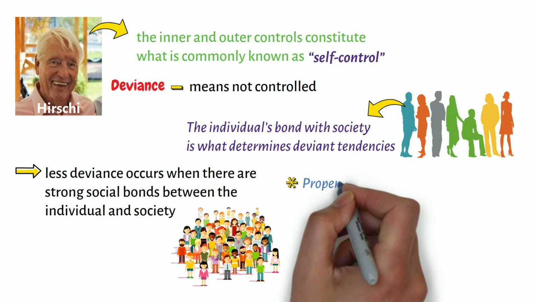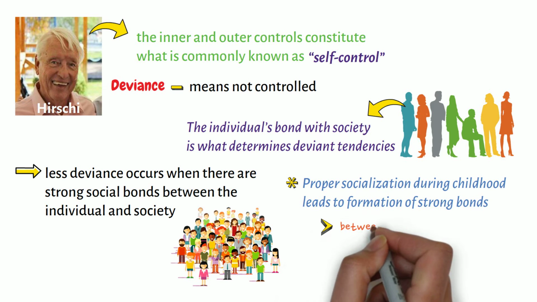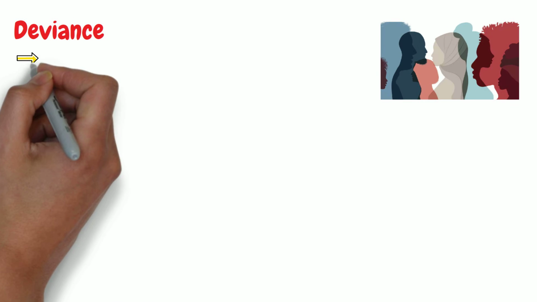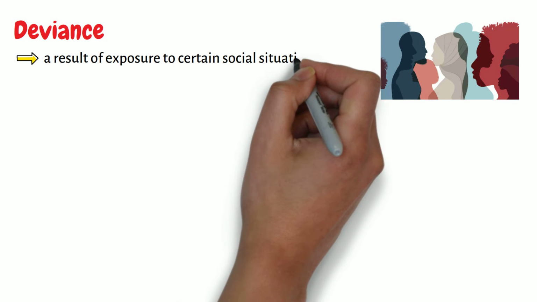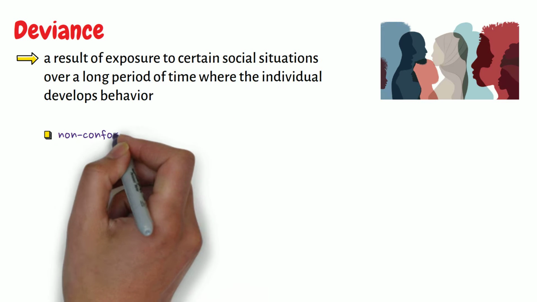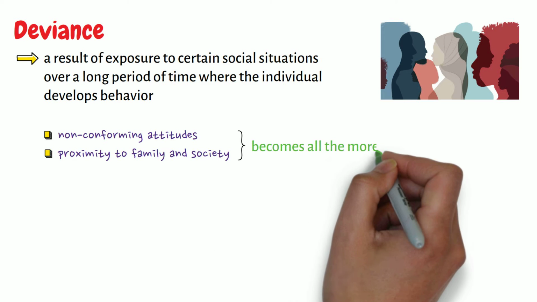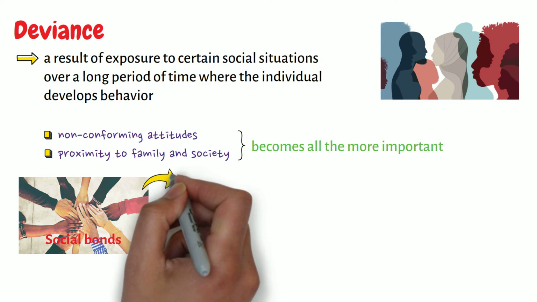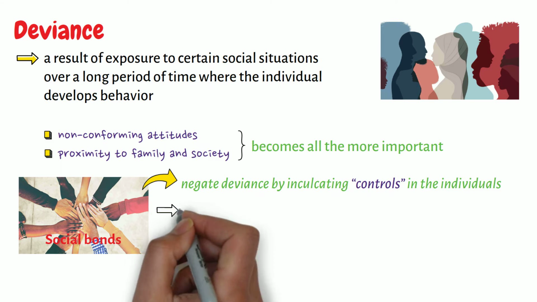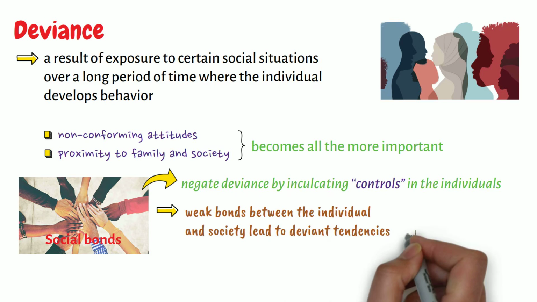Proper socialization during childhood leads to formation of strong bonds between the individual and his family and society. Since deviance is a result of exposure to certain social situations over a long period of time, where the individual develops behavior which leads him to adopt non-conforming attitudes, proximity to family and society becomes all the more important. Social bonds negate deviance by inculcating controls in the individuals. Thus, weak bonds between the individual and society lead to deviant tendencies, which result in crimes.